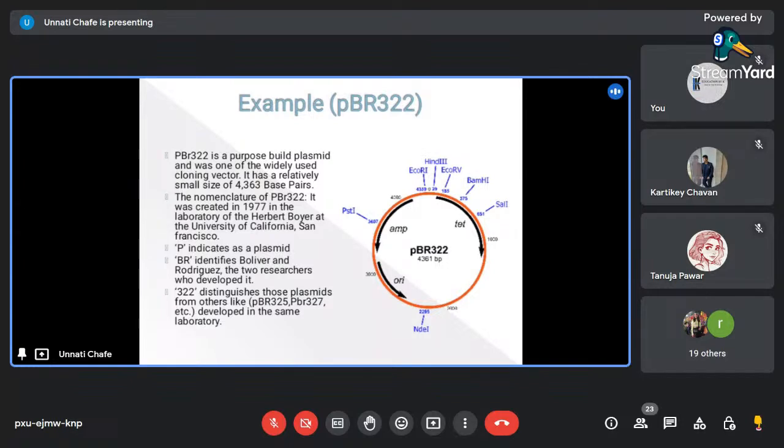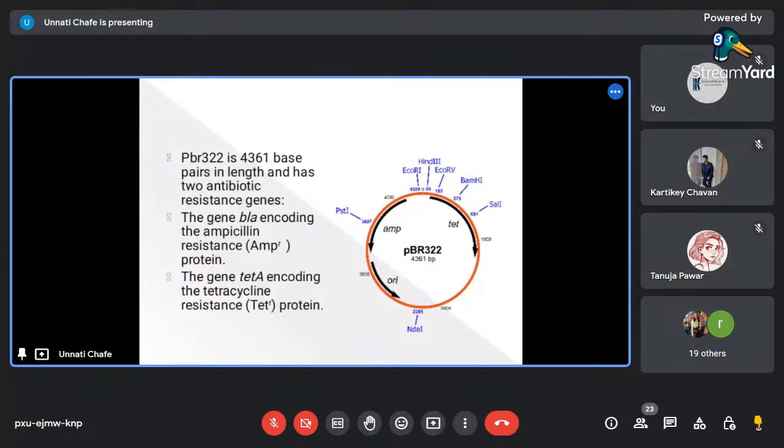This plasmid was created in 1977 in the laboratory of Herbert Boyer at the University of California in San Francisco. It is 4361 base pairs and has two antibiotic resistance genes, for ampicillin and tetracycline. The gene bla encodes the ampicillin resistance protein, and the gene tetA, or tetracycline A, encodes the tetracycline resistance protein.